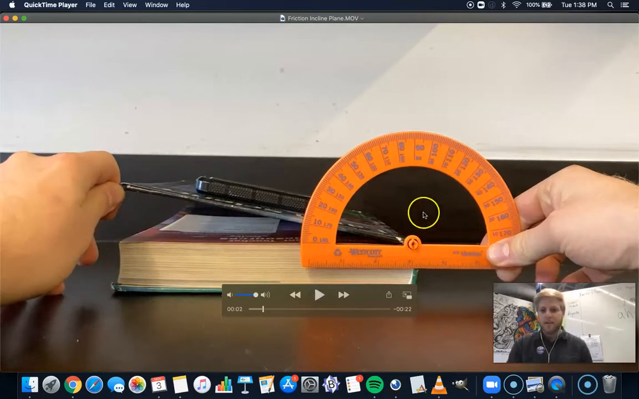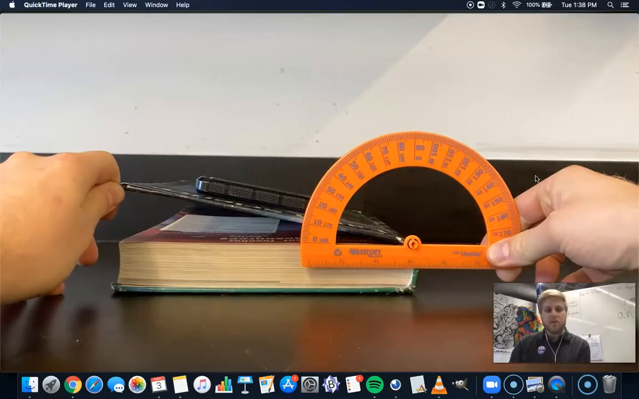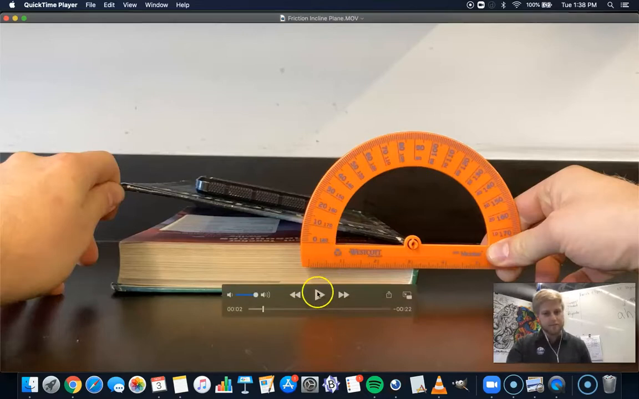What I'm doing is I've got a protractor here, and this isn't super precise, but we're really just trying to give you the generic idea. I'm going to lift this up, and what we're going to see is that this phone, compared to a different one, is going to fall at a different angle of inclination. So check it out.